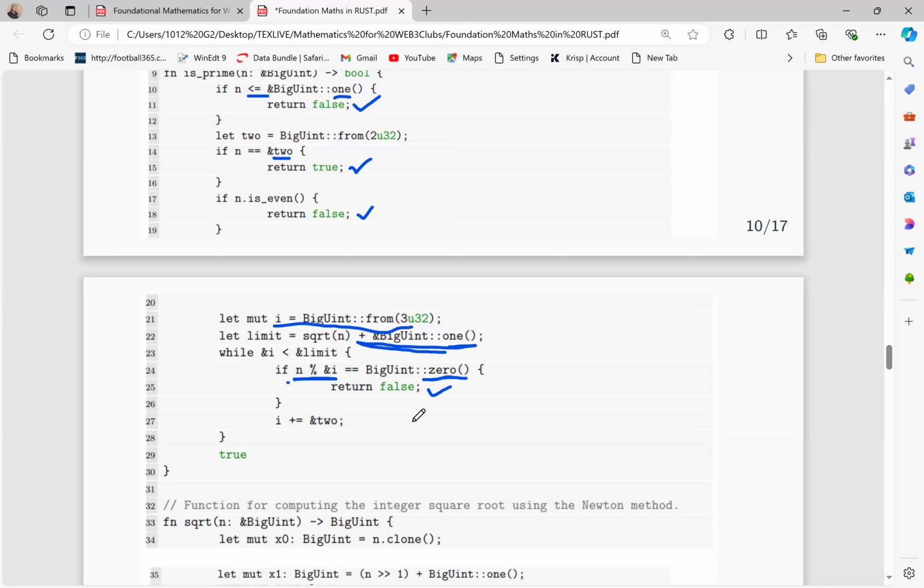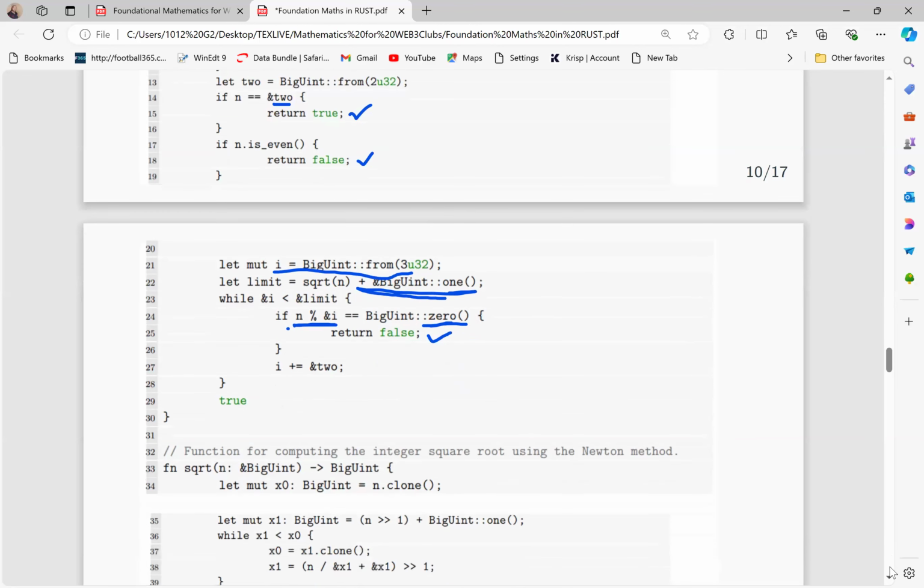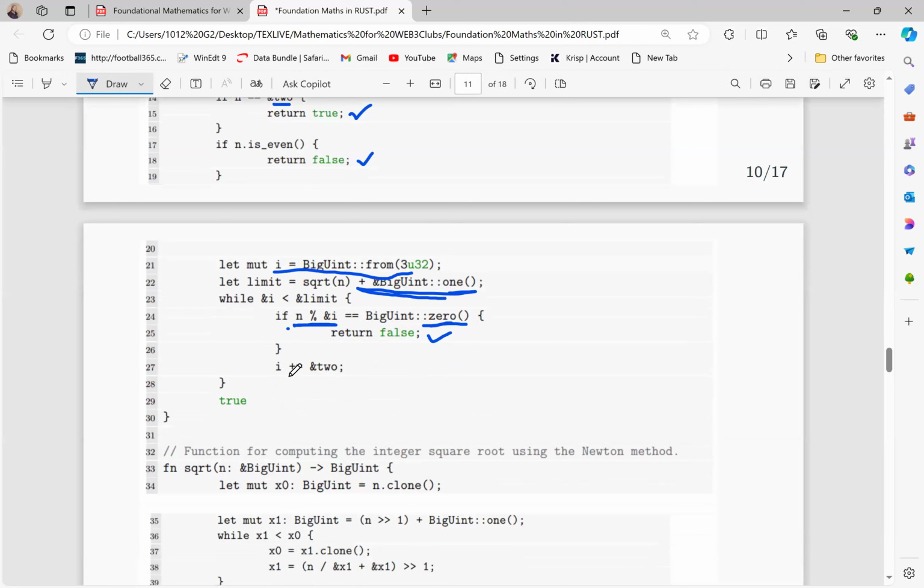So what is happening here is that I'm taking a number and dividing by 3. If the remainder is 0, that means there's no remainder. For instance, 27, 9, all those numbers that you can divide, will be marked false because they're not prime numbers.